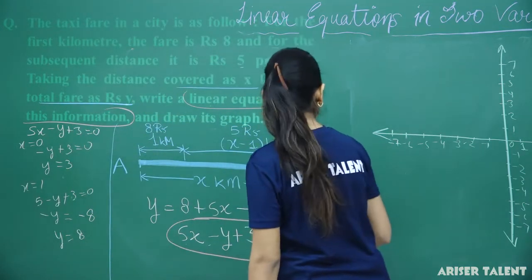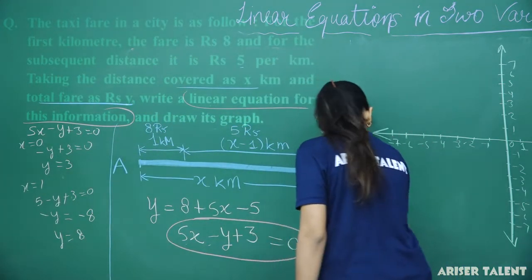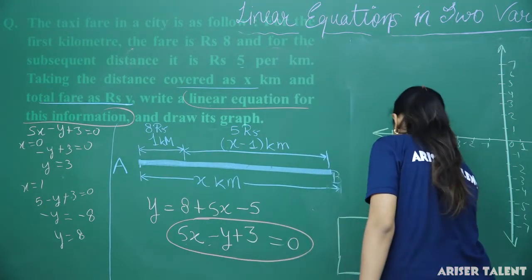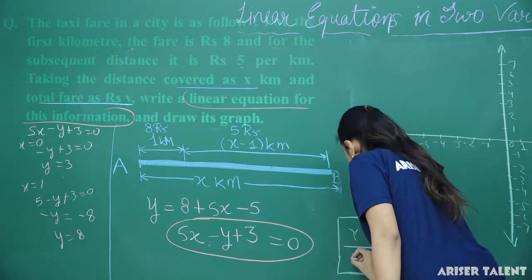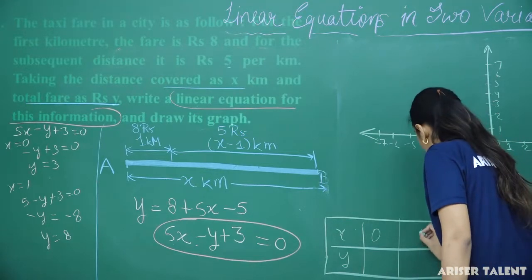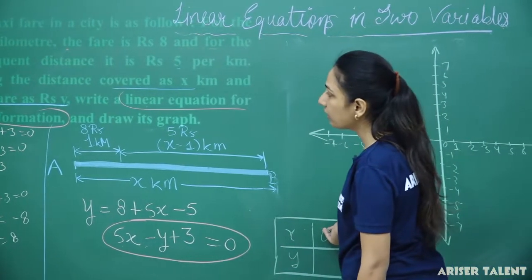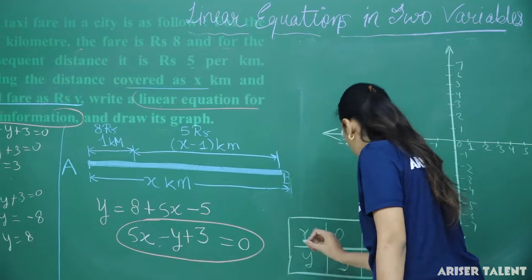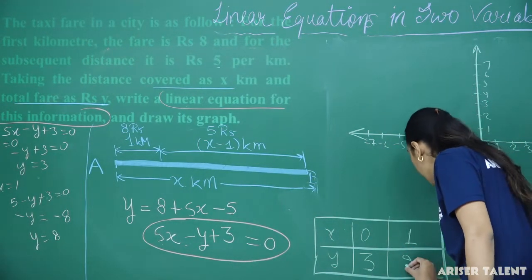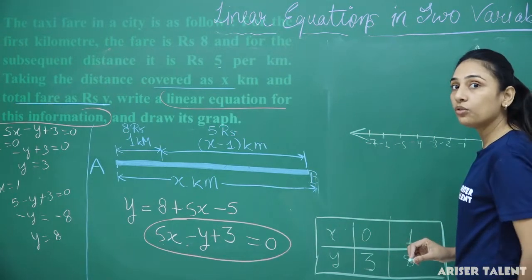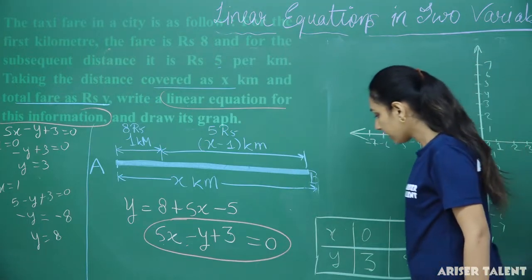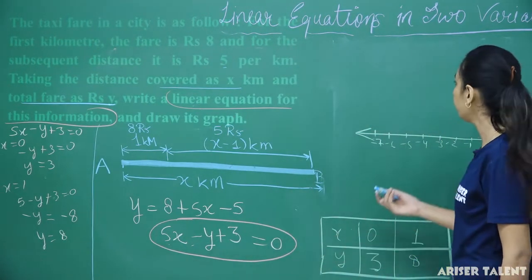Right. So what can I say? If I draw the table of values of x and y, when the value of x was 0, we get the value of y as 3, and when the value of x was 1, we get the value of y as 8. Both values are positive, so both points are lying in the first quadrant.